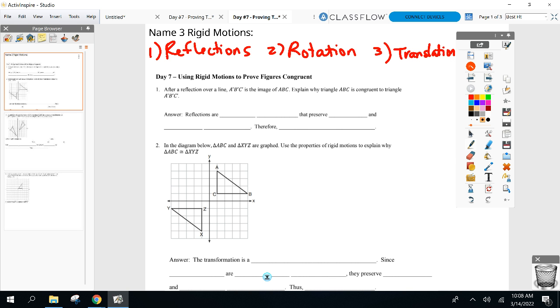Okay, translations. Now, here's what we're going to do today. We're going to do a translation, maybe followed by a rotation. Are those 2 figures still congruent? Yeah, because they don't change size or shape. All right, so that's what we're going to be doing.